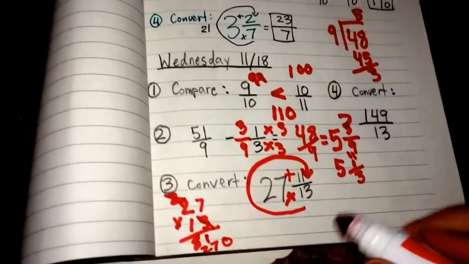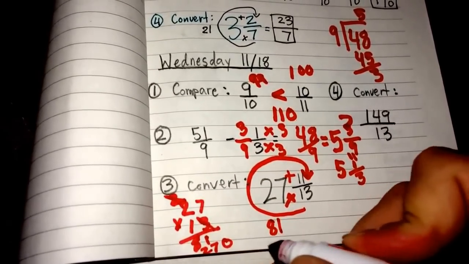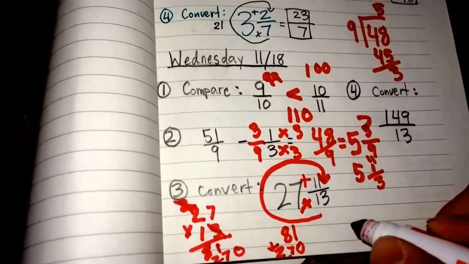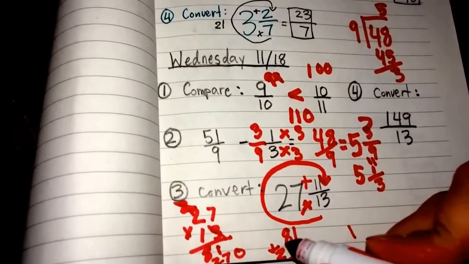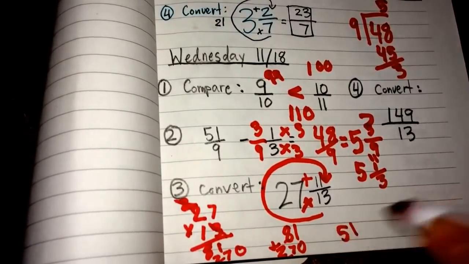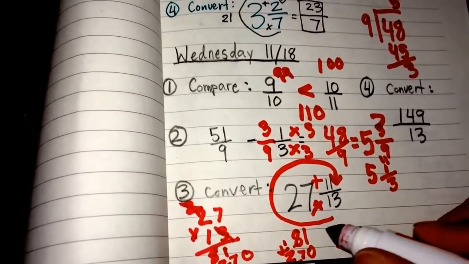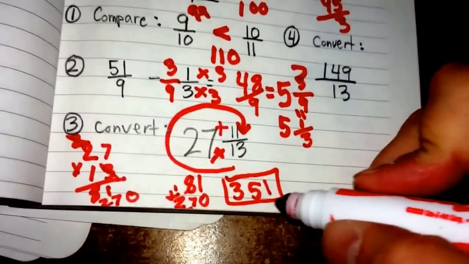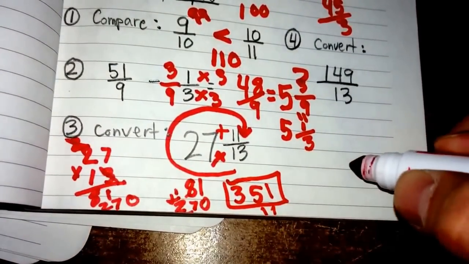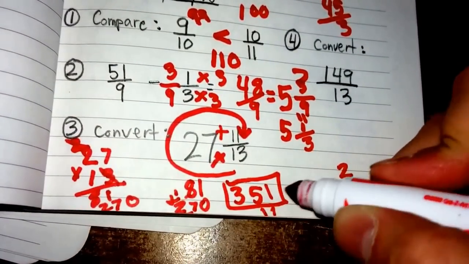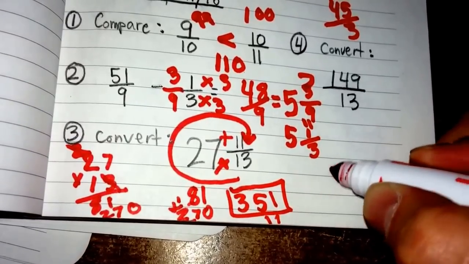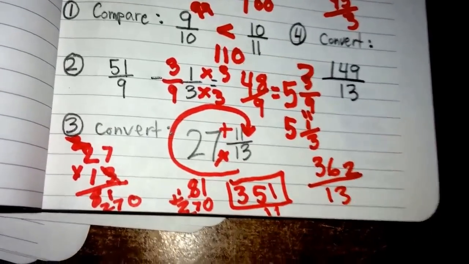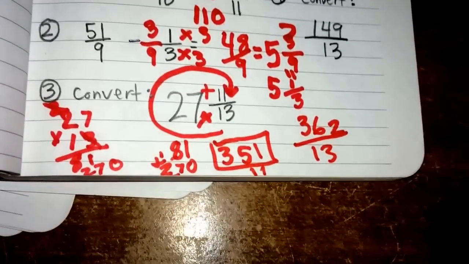I totally did not line these up, so my addition problem would be 81 plus 270. And I would get 351. I have to take 351 plus 11. 1 plus 1 is 2, 5 plus 1 is 6. So I would end up with 362/13.